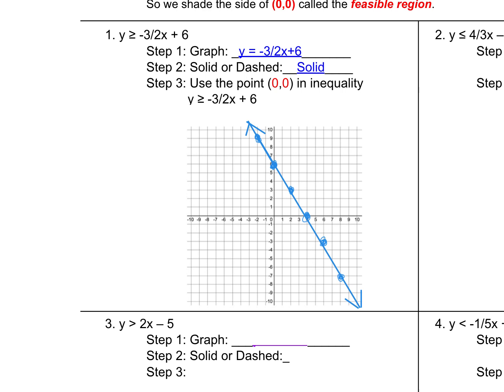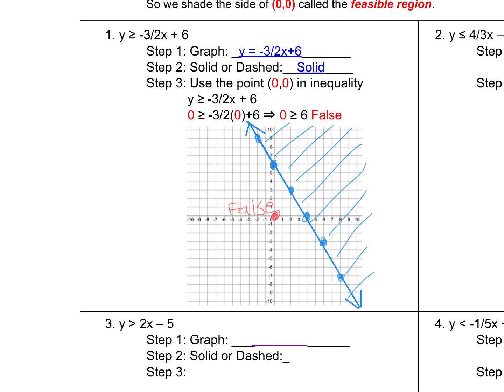Otherwise, that'll look like this. We get 0 is supposed to be greater than or equal to negative 3 over 2 times 0 plus 6. Well, that gives me 0 is supposed to be greater than or equal to 6, because negative 3 divided by 2 times 0 is 0. So we're left with just 6 on the right. Is that true or is that false? Well, that would be false, which means I'm going to have a graph that looks like this. Because this side's false, this other side's the true side.